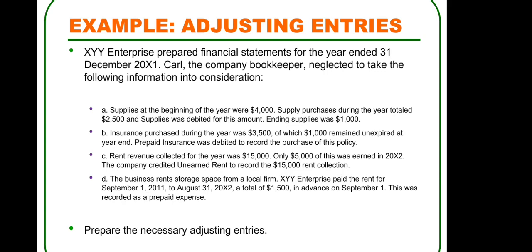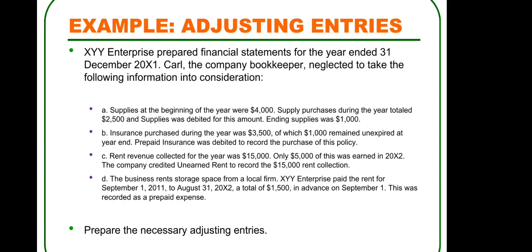So how to record that? The adjusting entry is like this. You have to record the revenue, so credit rent revenue 10,000. At the same time, you have to record the decrease in the liability. So you have to record debit account unearned rent 10,000.